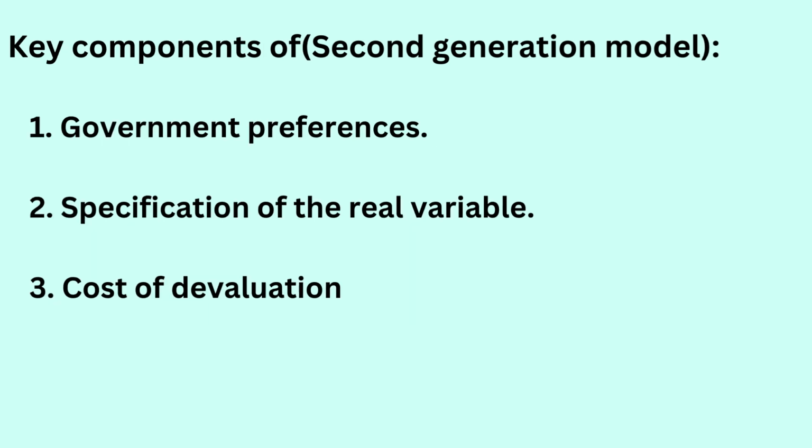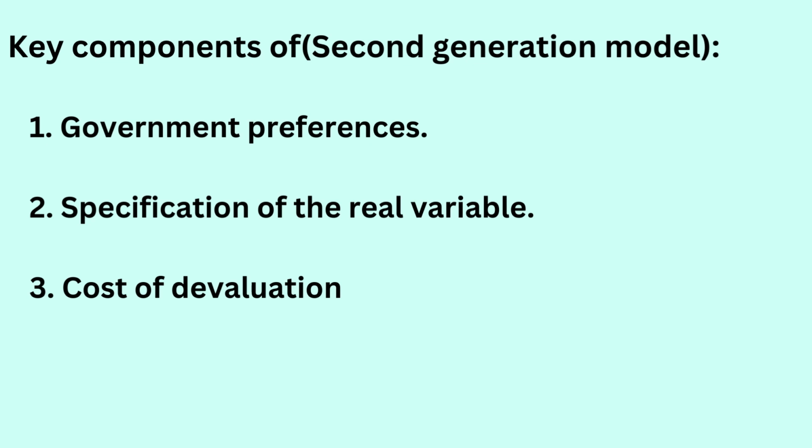Here are the three key components of the second generation model. They are government preference, specification of the real variable, and cost of devaluation. Government preference: in the second generation model, the costs and benefits to the authorities of maintaining a fixed exchange rate are continually reviewed and modeled. For instance, a sudden increase in expectation of devaluation might lead to higher wage demands and a rise in the real wage in the short term, which leads to a fall in output below the desired level.